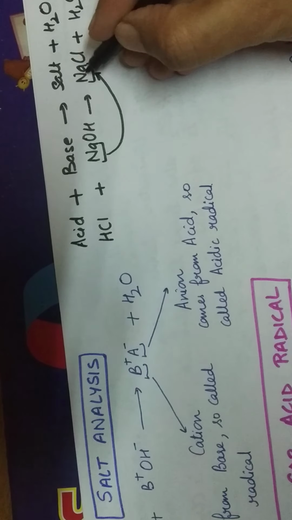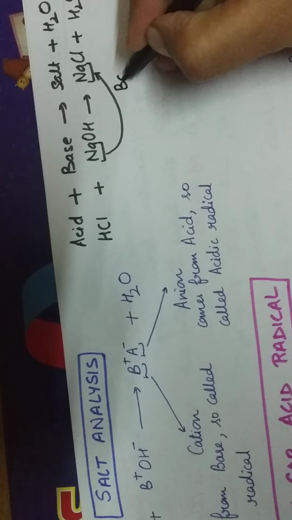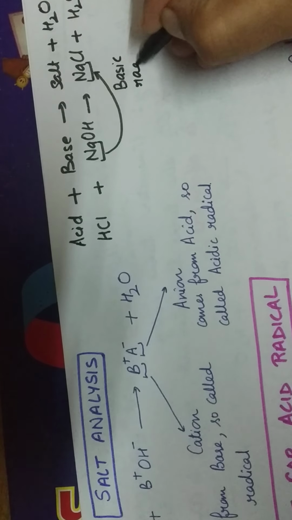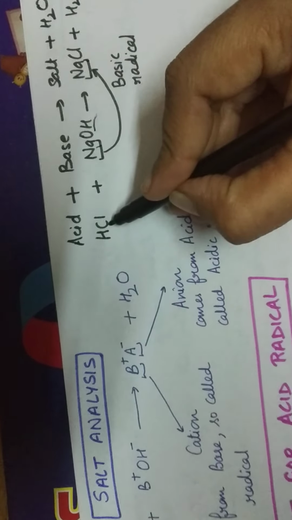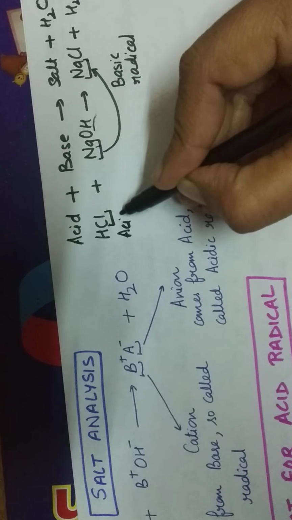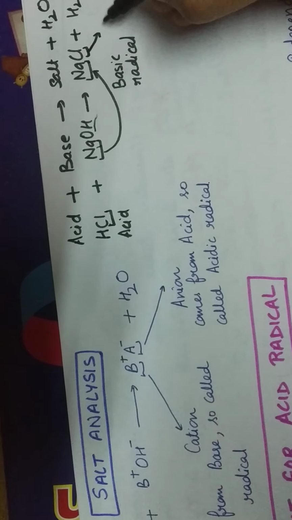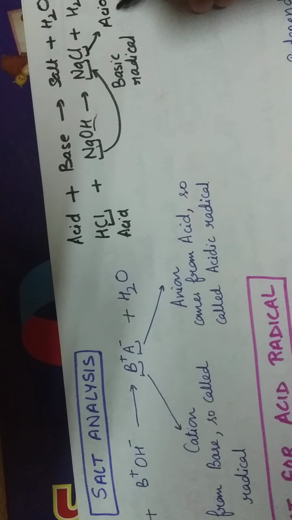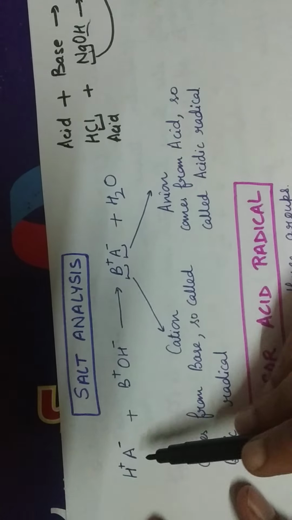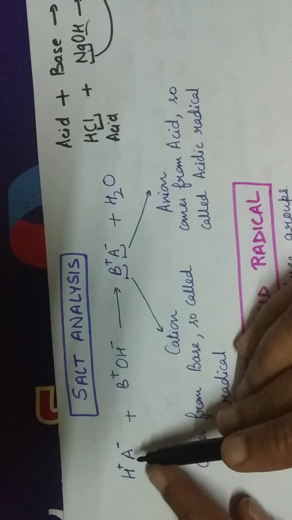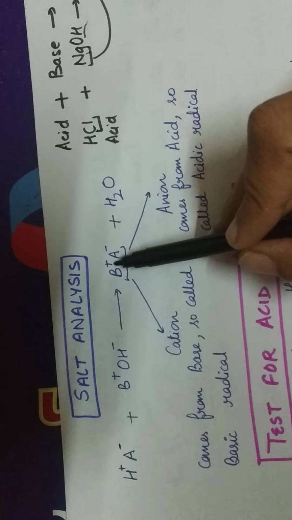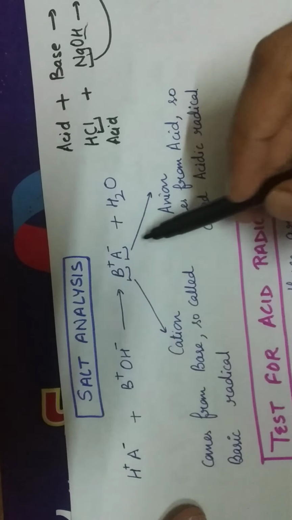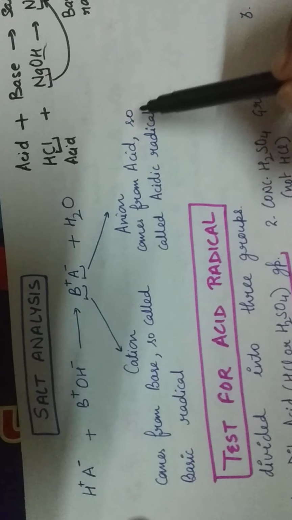Now in a salt, the first part, the positive part, is coming from a base, right? So this positive part of the salt is called the basic radical. So the cation is a basic radical. Why? Because it is obtained from a base. Similarly, Cl comes from the acid part. So the negatively charged ion in a salt is called an acid radical. So in general we can represent it like acid HCl, H positive, A negative, and base B positive, OH negative. So the cation obtained from the base is the basic radical, and the anion from the acid is the acid radical.